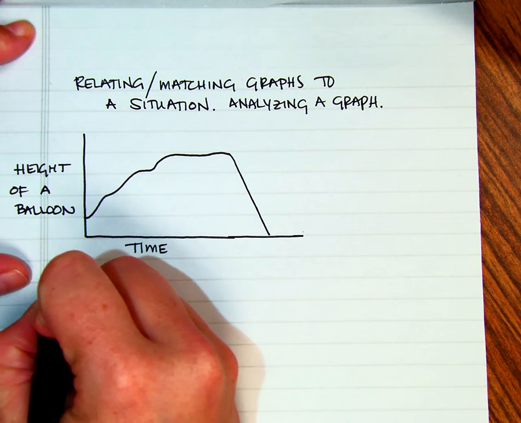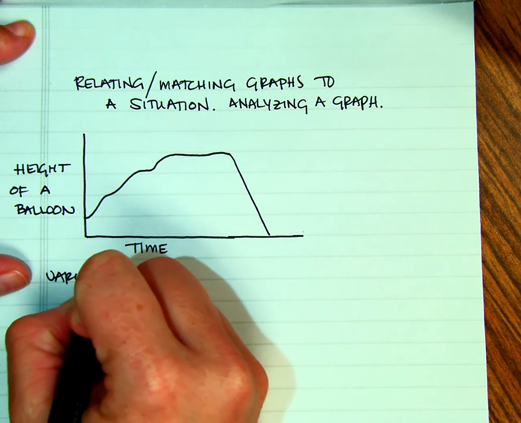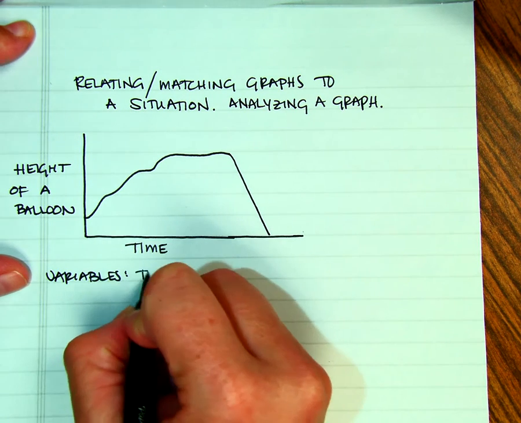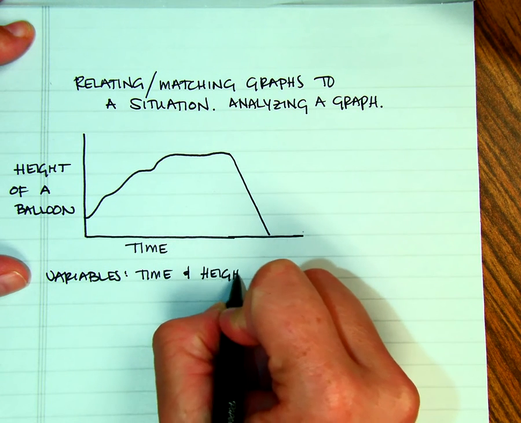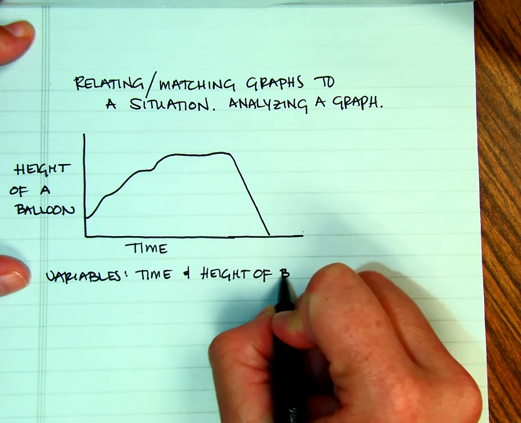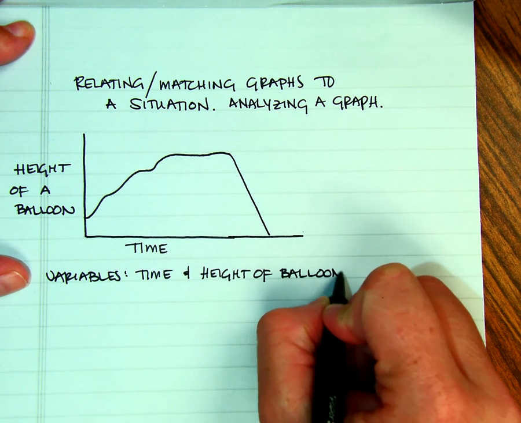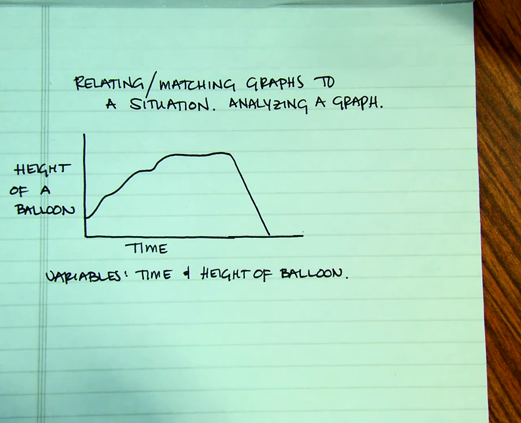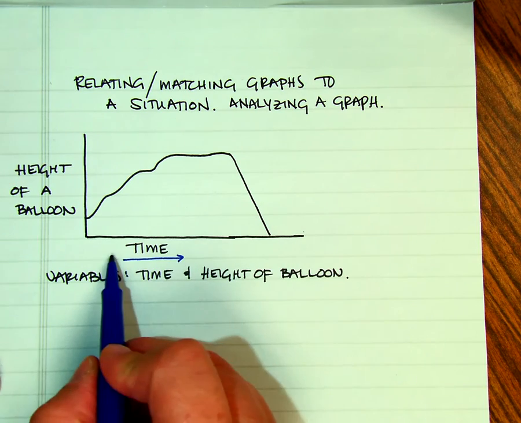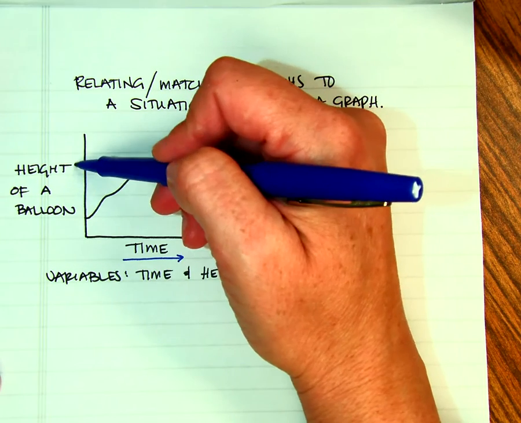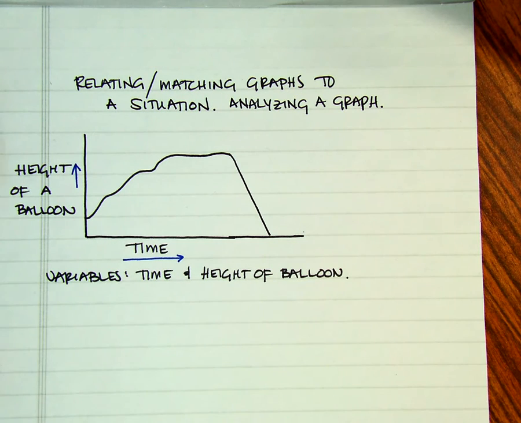So my variables are time and the height of the balloon. Okay, so I want you to pause and just look at the graph and see if you can think about what you might be seeing. Remember, this is time, so over time. So as time is increasing, what's happening to the height of the balloon? Okay, so if you need to pause it, go ahead and pause.